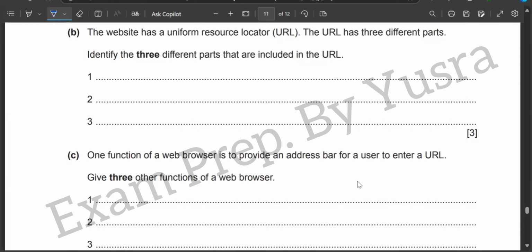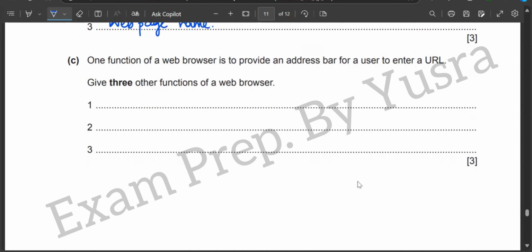The website has a uniform resource locator URL. The URL has three different parts. Identify three different parts that are included in the URL. The URL contains the protocol that is being used. It contains the domain name and the web page name.